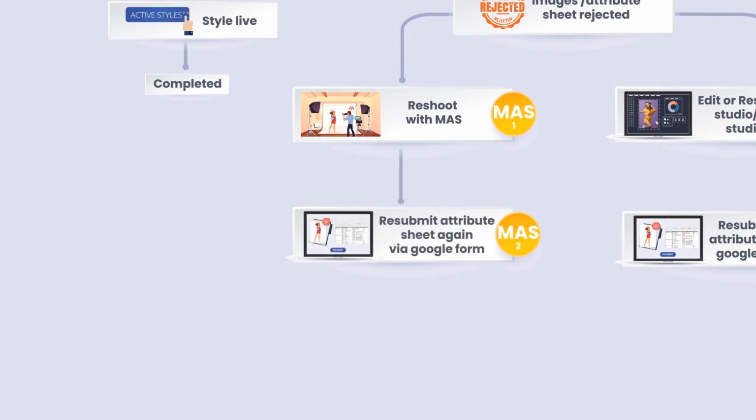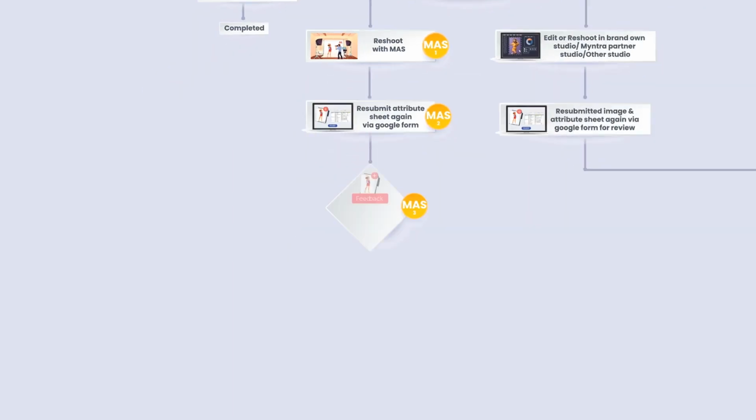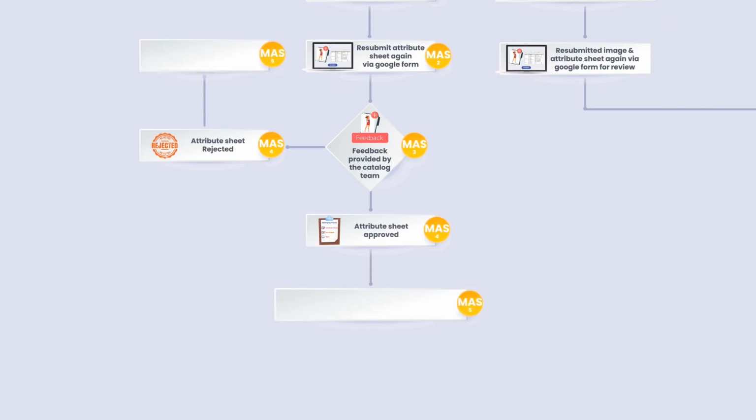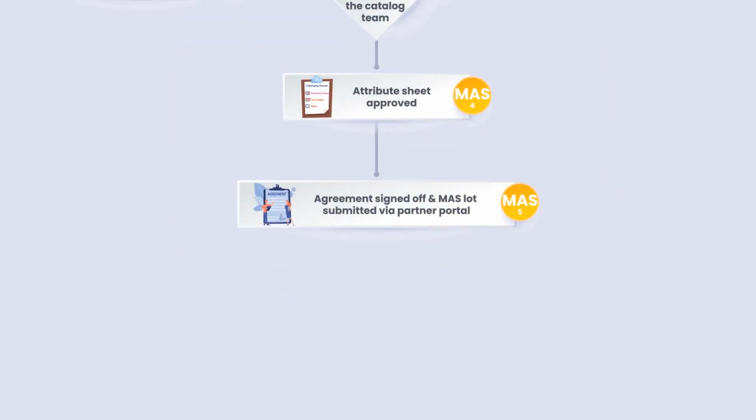for the attribute sheet since the images are going to be shot in the Myntra studio itself. Once the attribute sheet is approved, you will also have to sign off an agreement to go ahead with MAS shoot. And once the agreement is signed off, you can upload the sheet for the shoot.